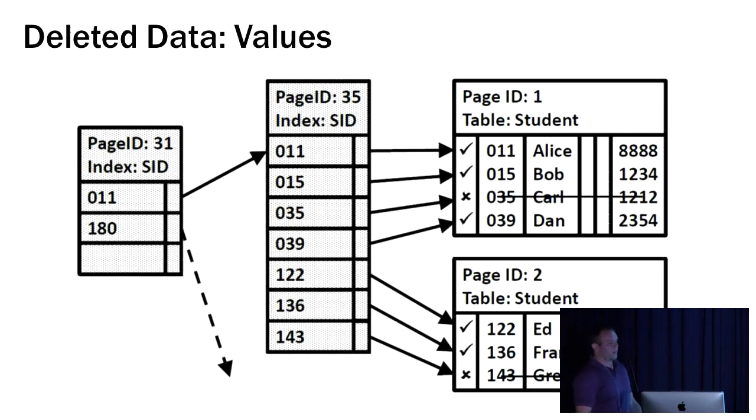Deleted values actually have a lot longer lifetime than a deleted row or deleted page. So if I delete the values Carl and Greg, these get marked in the pages. However, in the index pages, I'm not going to actually mark those values. Those values are going to hang around until something causes an actual index rebuild. And this would be something like a high volume of inserts, or the user explicitly issues an index rebuild.